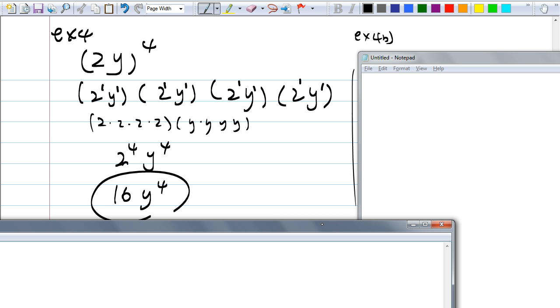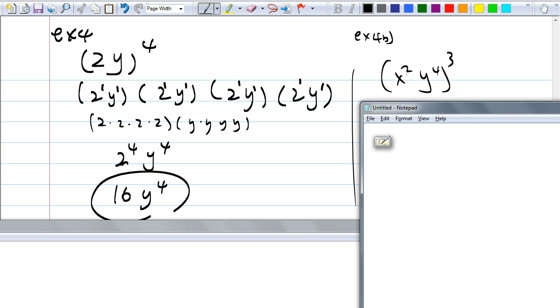Do you see why, even though this is easy, people make mistakes? Even though it's easy in terms of getting the answer, if you use the wrong method, are you going to get the right answer? No, of course not. If you got that, try this one then. What if I have x to the 2nd, y to the 4th, to the 3rd power? What do you think we get? You could even write it out if you want.